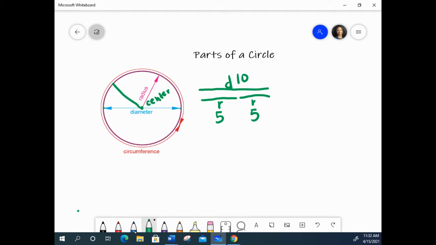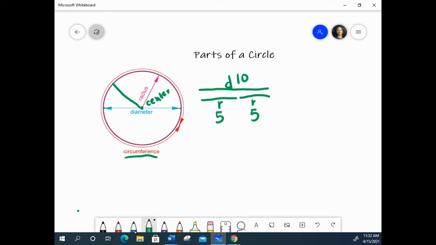Now, usually we would say the distance around would be perimeter, but when it comes to a circle, the distance around is called circumference. Okay, so we use circumference for that because it doesn't have sides. So the distance around a circle is considered circumference.